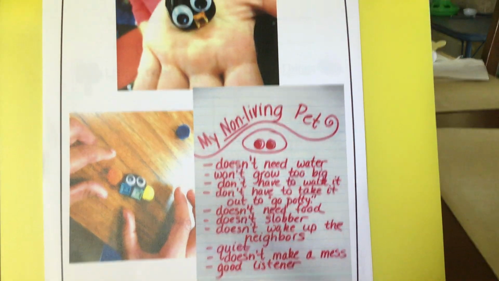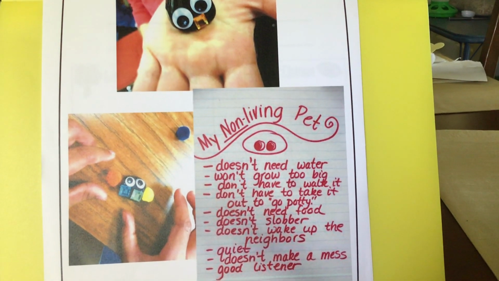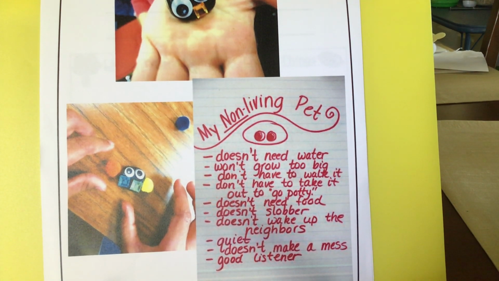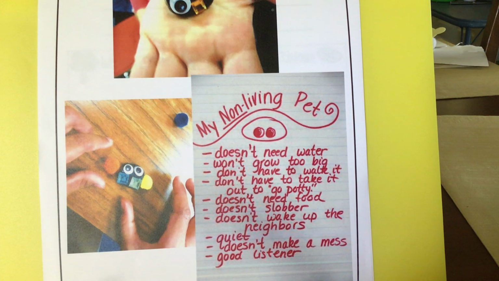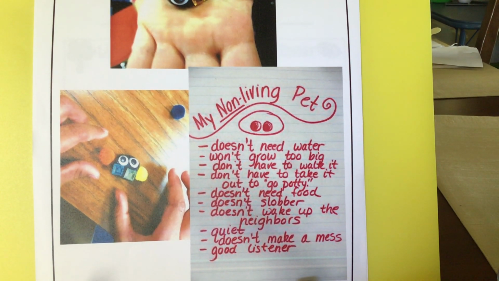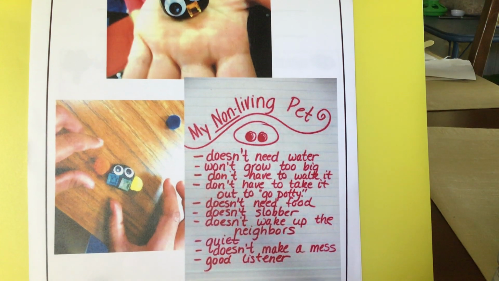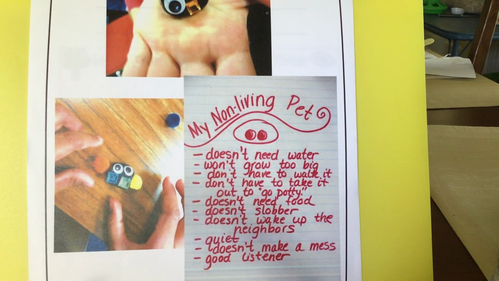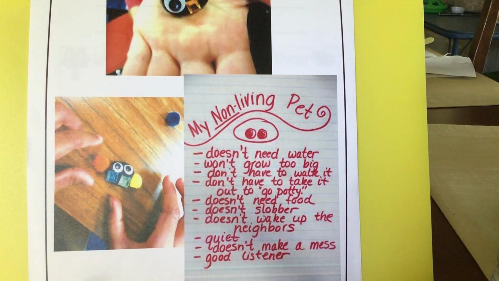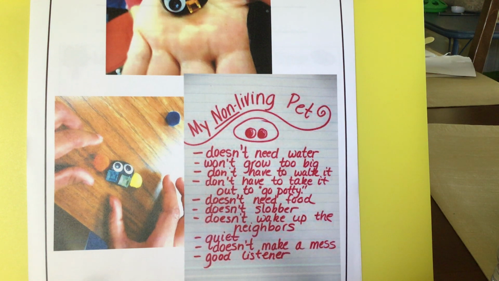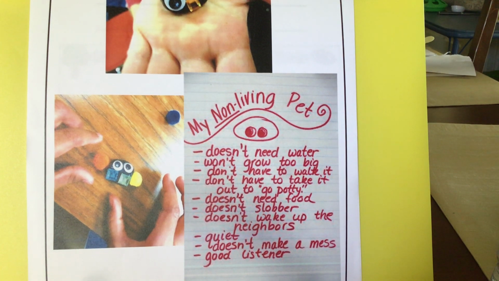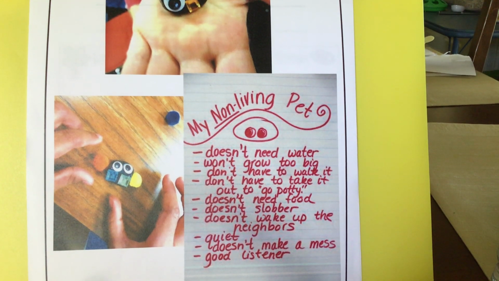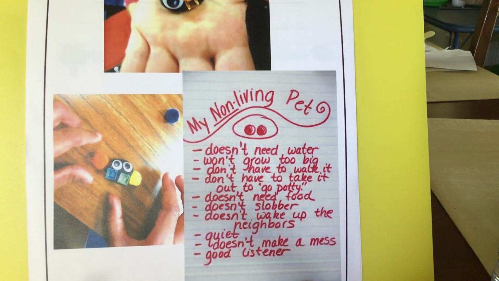And I want you to think about the other thing we did. We made a pet rock. And we made a chart, an anchor chart. And we decided that we were talking about characteristics of a non-living pet when we made our pet rock. A non-living pet doesn't need water. It won't grow too big. You don't have to walk it. You don't have to take it out to go to the bathroom. It doesn't need food. It doesn't slobber. It doesn't wake up the neighbors. It's quiet. It doesn't make a mess, and it is a good listener. That's what our non-living pet was, and those were its characteristics.